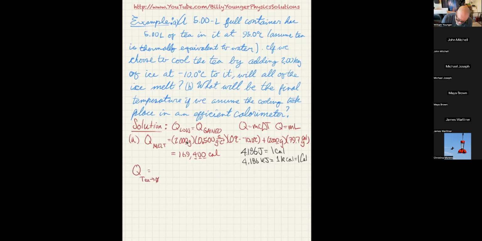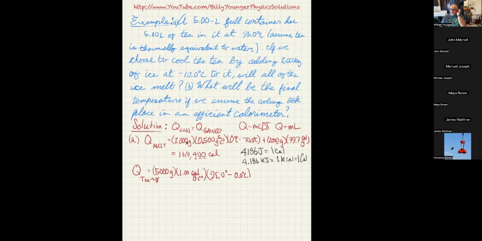Okay. So in this case, it's going to be the mass of the T, which we're treating as water. So that's going to be 5,000 grams times the specific heat of water, which is 1.00 calories per gram Celsius degree, times, in this case, 95.0 degrees. Notice I'm doing big number minus small number, 95.0 minus 0.0 degrees, which would be what it would have to be if I just got it to 0.